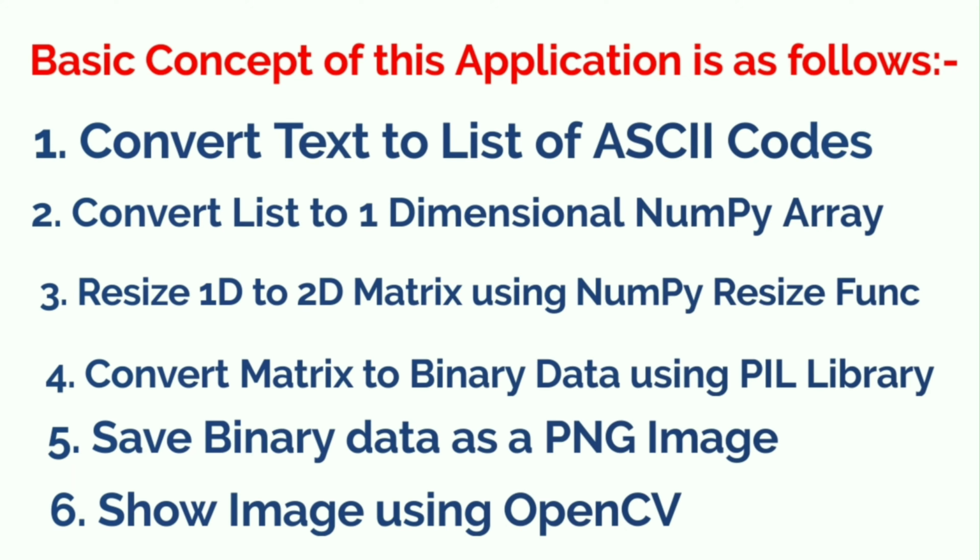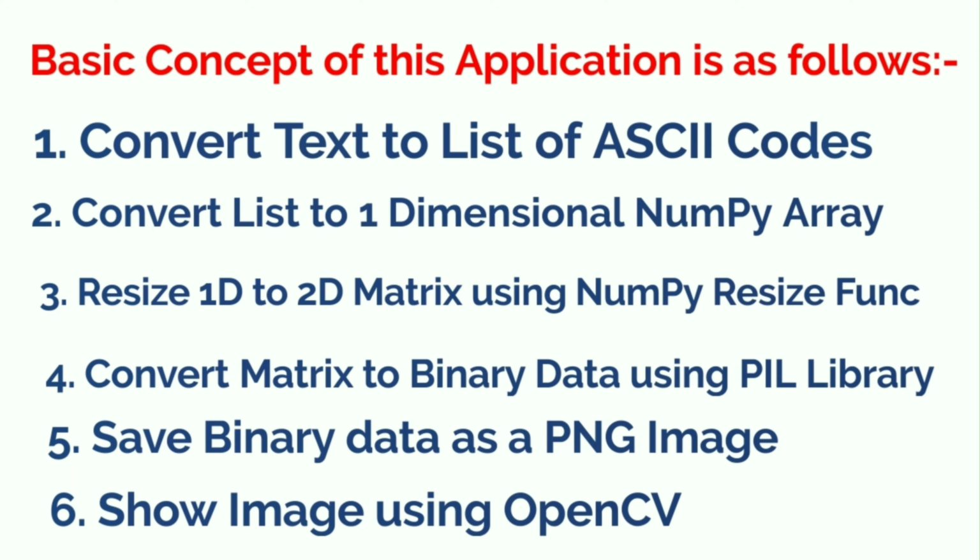Then we will convert this 2D array to binary data using the PIL library. And then we will save this binary data into a PNG image using the PIL library. And last, we will show this image using OpenCV. Next, we will reverse all steps and convert image to text.